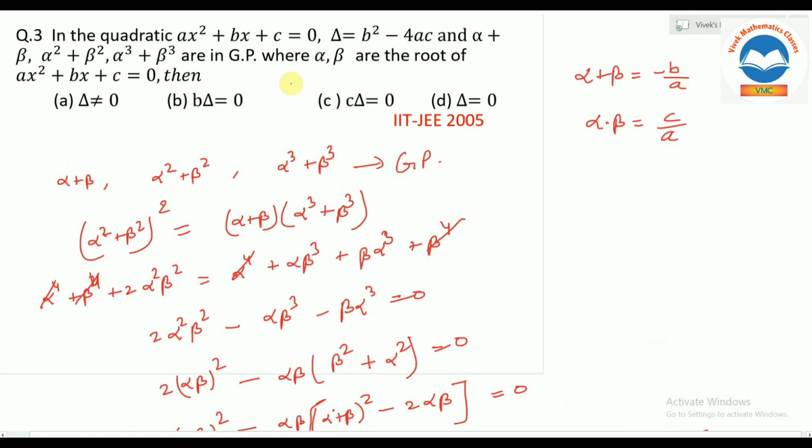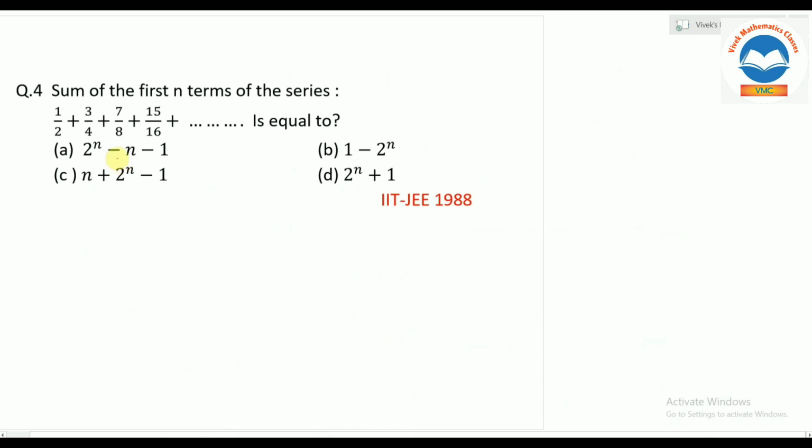C part. Next, the sum of first n terms of the series. Okay, what is the series? We need to find Sn. What will be our Sn? 1 by 2 plus 3 by 4 plus 7 by 8 plus 15 by 16 and so on up to n terms.